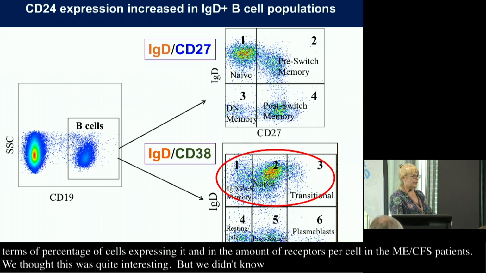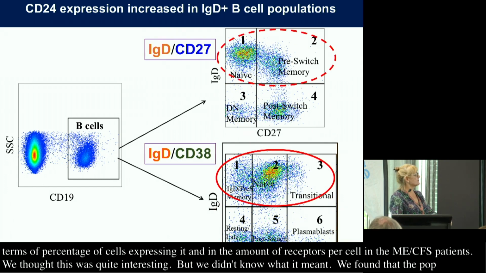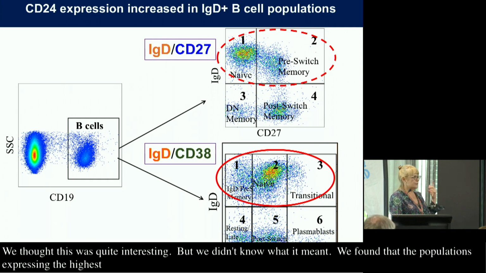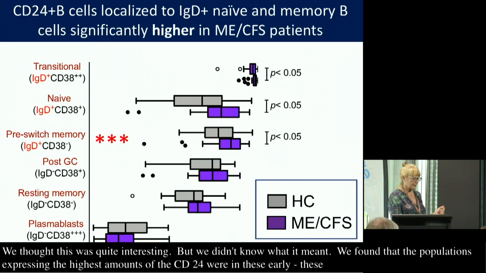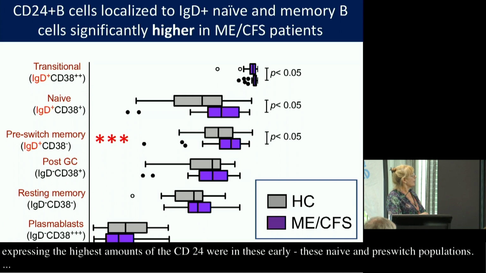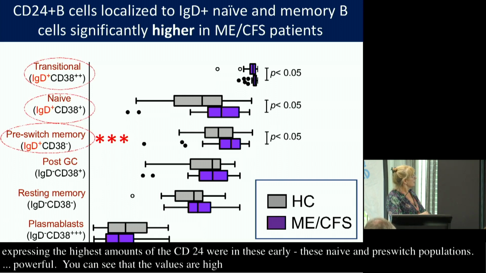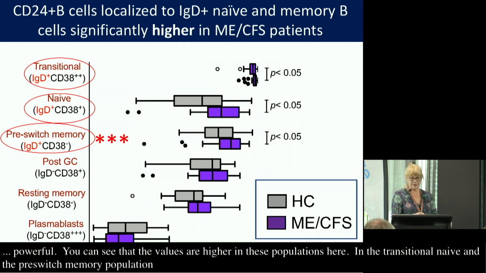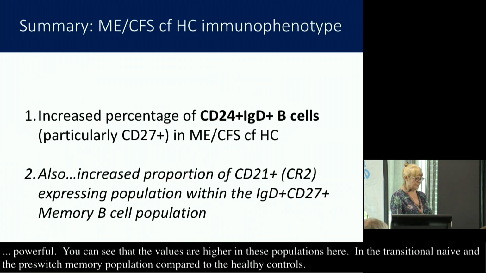And we found that the populations expressing the highest amounts of this CD24 were in the naive and pre-switched populations. And just showing the data here, you can see the ME/CFS patients are in purple, and the values are higher in the transitional, naive, and pre-switch memory populations compared to the healthy controls. And we've repeated this in several different cohorts now.